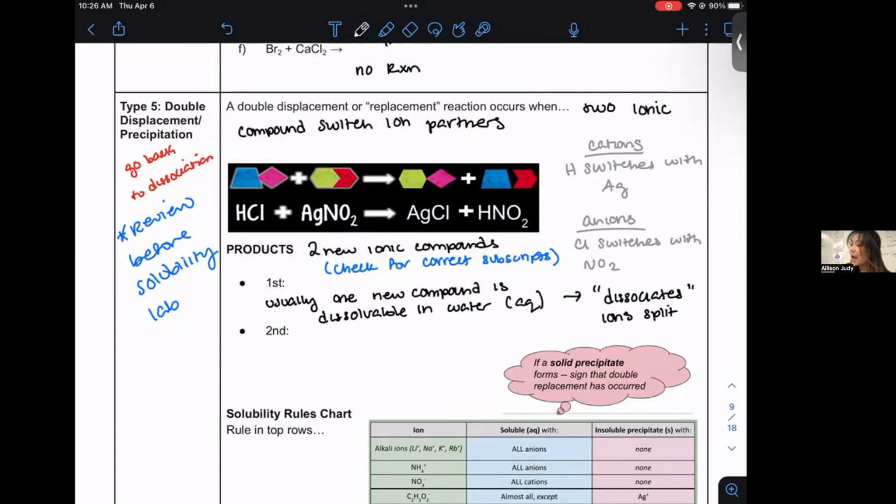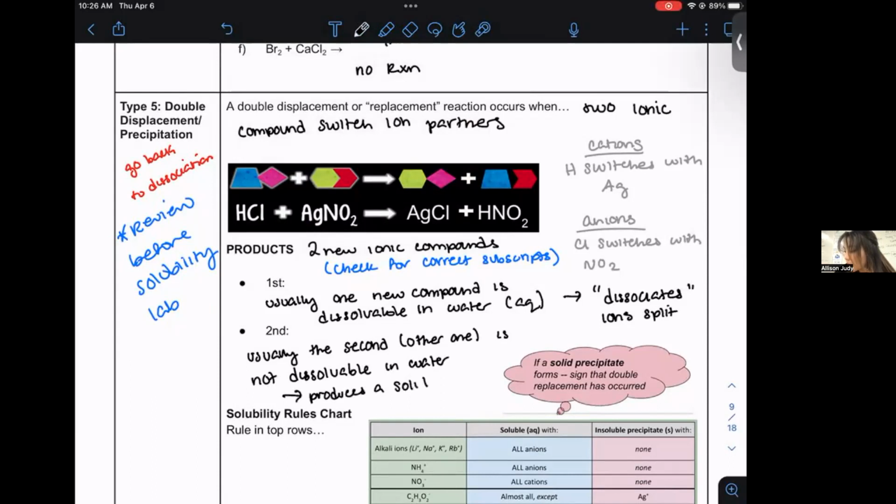But then usually the second, or one of the two, the other one, is not dissolvable in water. What we say is it actually produces a solid compound. We call that a precipitate.